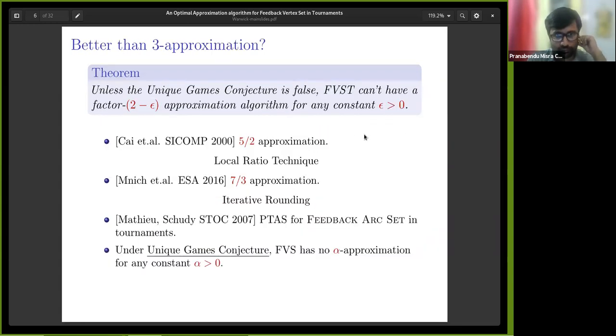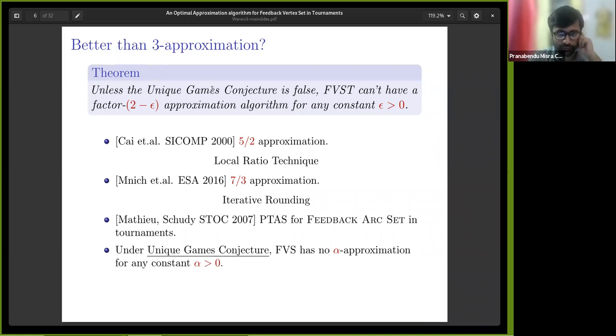So now the question becomes, what is the best approximation that we can achieve? And there is a more or less an easy reduction from vertex cover to this problem, which basically tells you that you cannot do better than factor 2 in polynomial time, right? So the unique games conjecture implies that the best approximation ratio for feedback vertex set in tournaments is a factor 2. And what we have seen right now is that there is a factor 3 approximation.